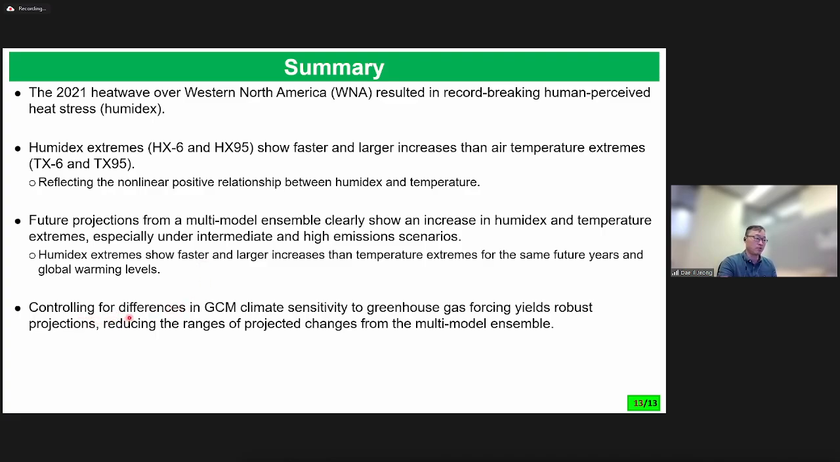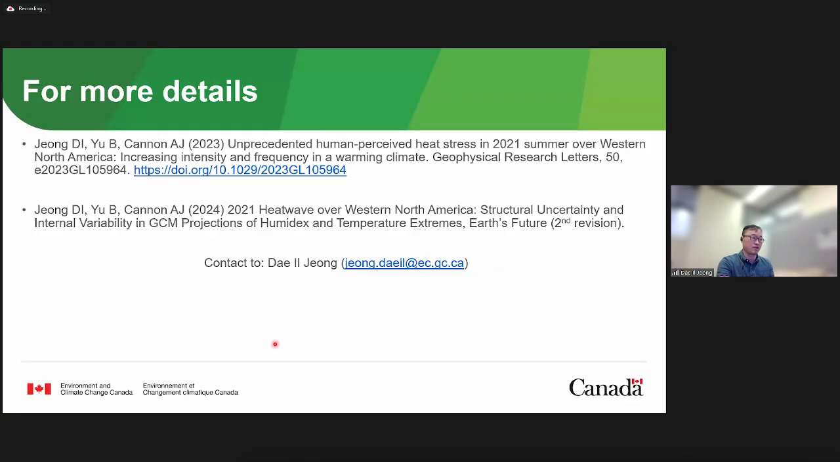And controlling for the difference of GCM climate sensitivity to greenhouse gas forcing gives a more robust projection, reducing the range of projected changes from the multimodel ensembles, and it looks like the initial condition ensembles, meaning the internal variability, are much more dominant in that projection. Okay, so thank you very much for your attention.